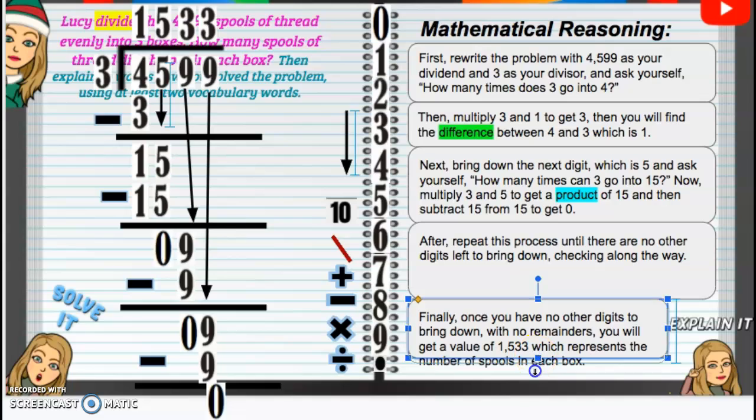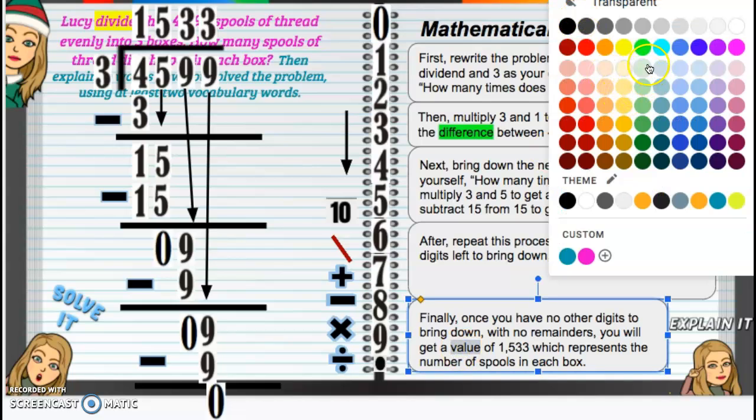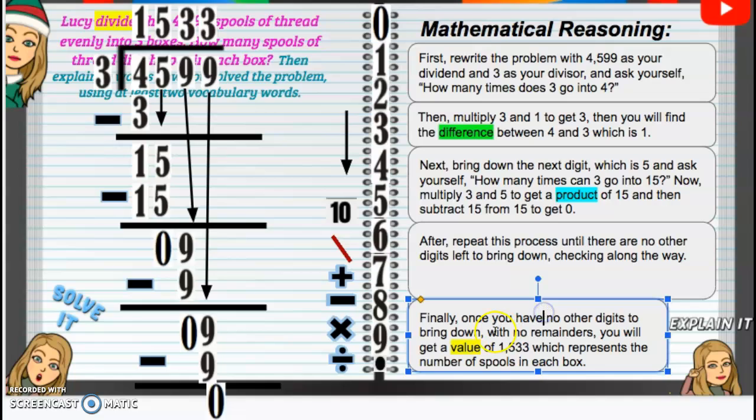Perfect. So finally, once you have no other digits to bring down with no remainders, you will get a value of 1,533, which represents the number of spools in each box. And also, I know that word value is a vocab word. Woohoo! We're on a roll. And that is going to be it for our vocab. For our writing, which has at least two vocab words. In this case, we have 3. And that's going to be it. Great job!